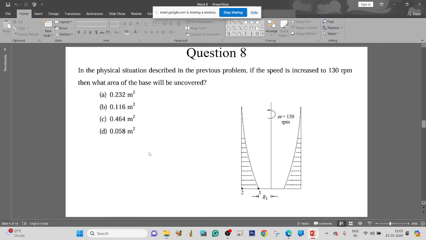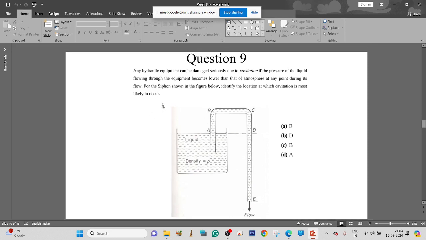As I've already said, in this question there is nothing more to solve. As we know, the liquid moves from point A to point B, and at point B the pressure will be much lower than atmosphere. So in order to avoid cavitation, the pressure at point B should be higher than atmospheric pressure. The question asks at which point cavitation is most likely to occur. So it is obviously most likely to occur at point B. So the answer is option C.